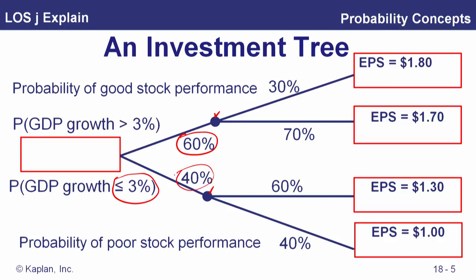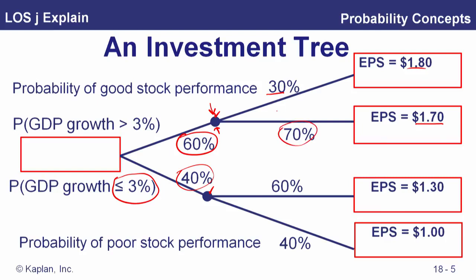Now we start to look at some conditional probabilities. Given that GDP growth is greater than 3%, that is, we make it to this node right here, given that, the probability of good stock performance, which we've defined as earnings per share of $1.80, is 30%. And the probability of poor stock performance, given that GDP growth is greater than 3%, is 70%. So again, these two branches add up to 100%.